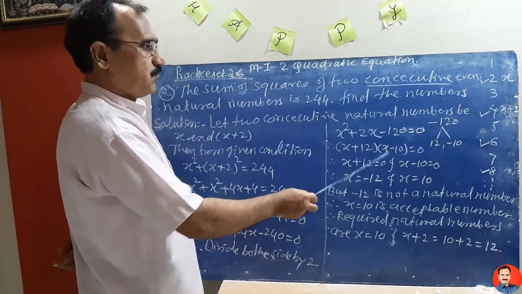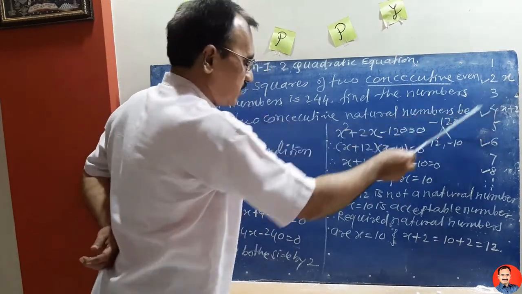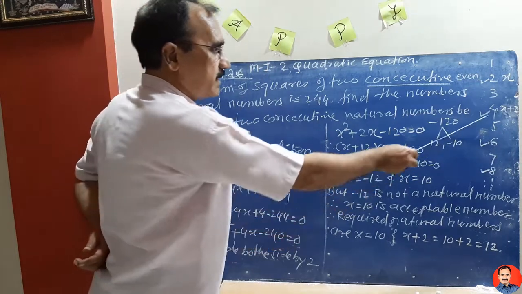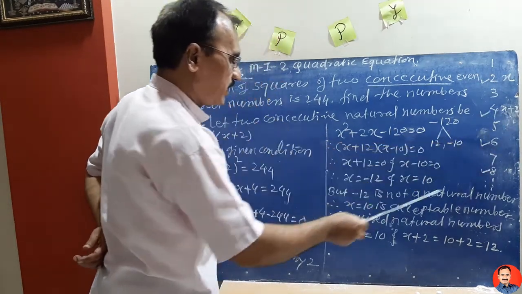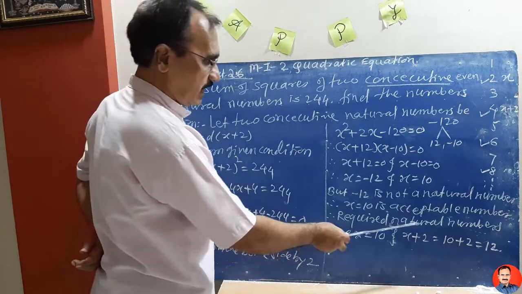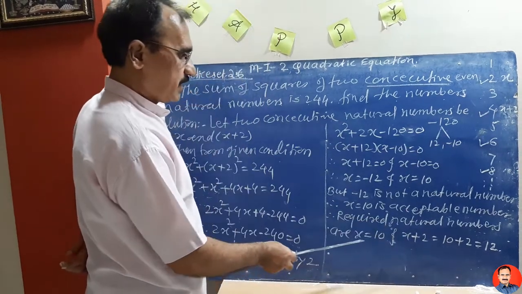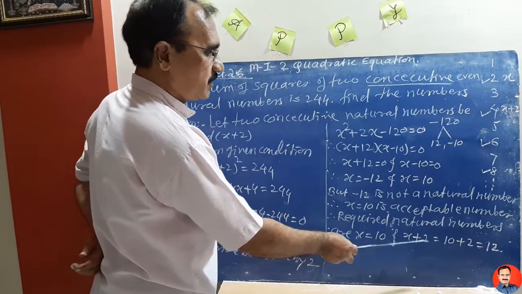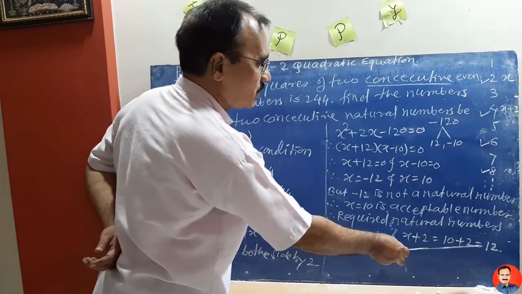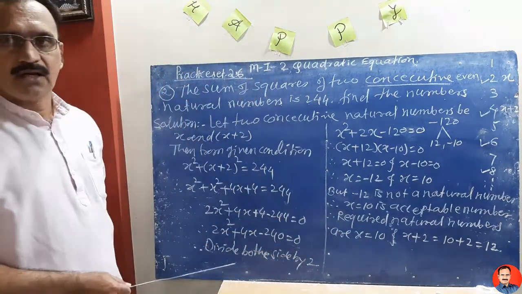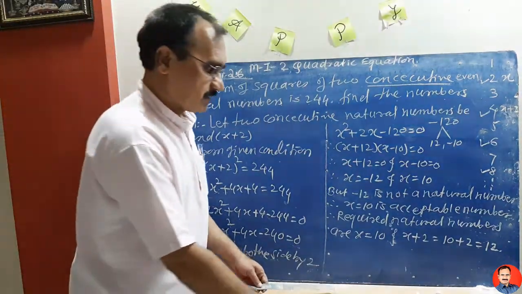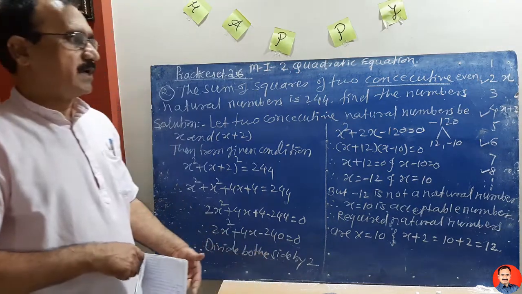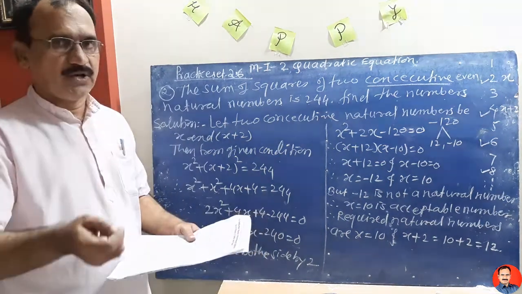That means the first number is x, and here our answer is 10. The next number is x + 2, which means 10 + 2 is 12. Therefore the required natural numbers are x = 10 and x + 2 = 10 + 2 = 12, which is the required answer from the given example. Okay, any problem in this example? Very good. The remaining examples we will see in the next video.